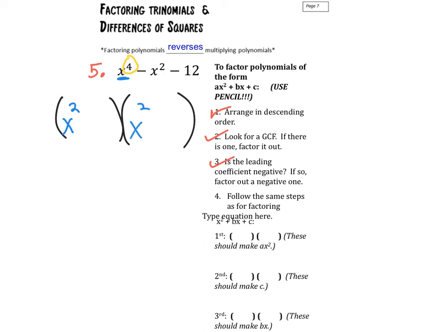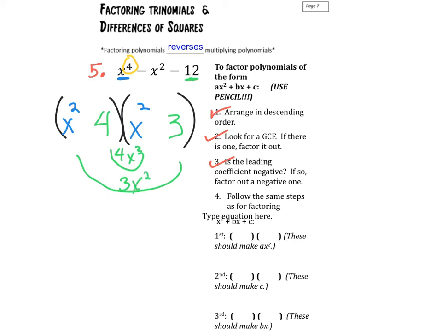What do I need in the back in order to get out 12? Well, there's plenty of combinations. We could do 12 and 1, 6 and 2, and 4 and 3. I think I'm going to go with 4 and 3 this time. Here is 4 and 3. What I want to do is do my little loops. This one gives me 4x squared. This one gives me 3x squared.